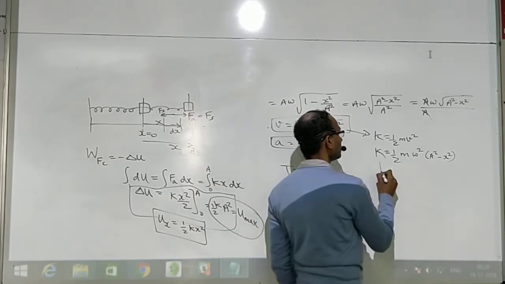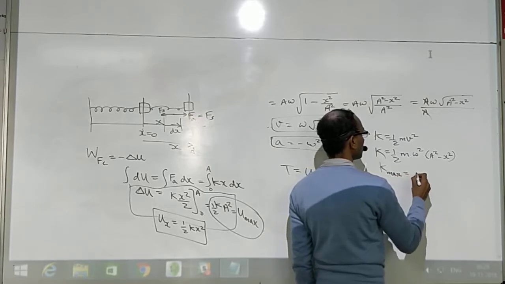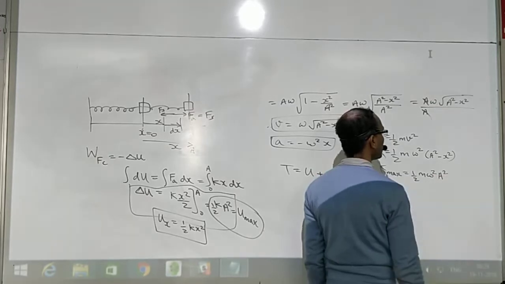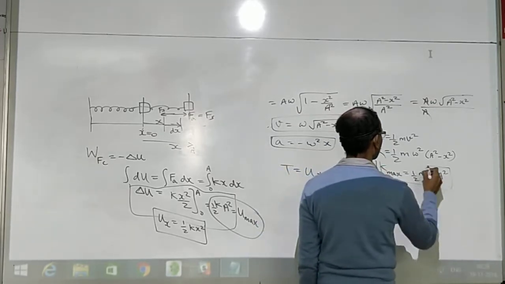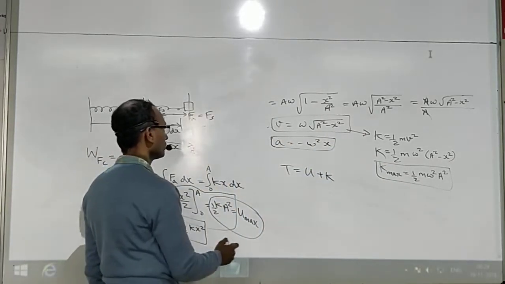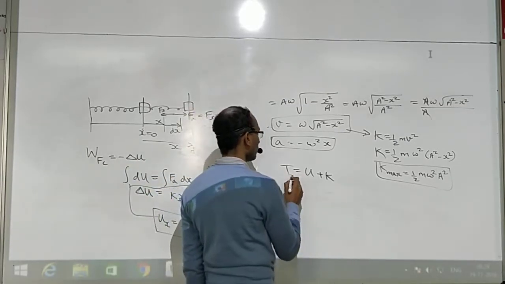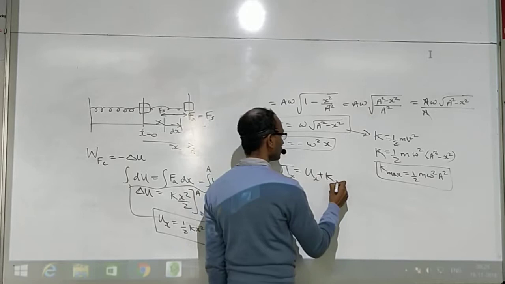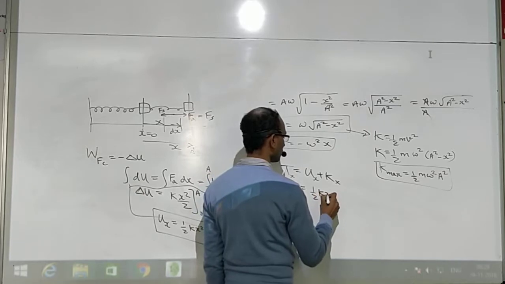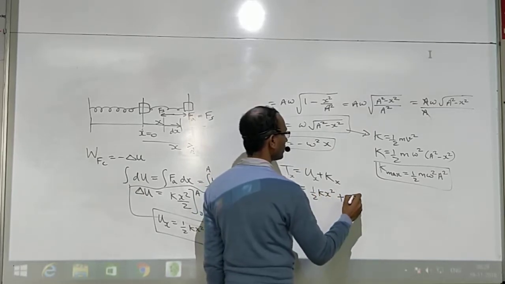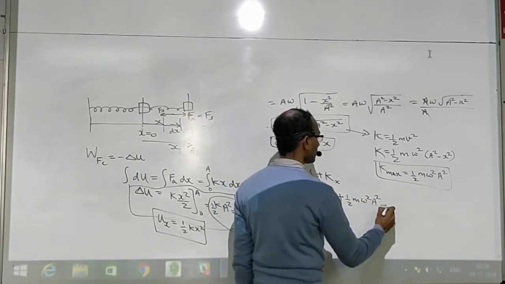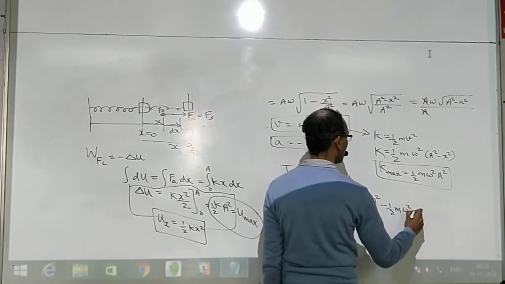So from this, what is K max? K max is half m omega squared a squared. So the total energy at any time when the displacement is x is U of x plus K of x, which is half k x squared plus half m omega squared a squared minus half m omega squared x squared.